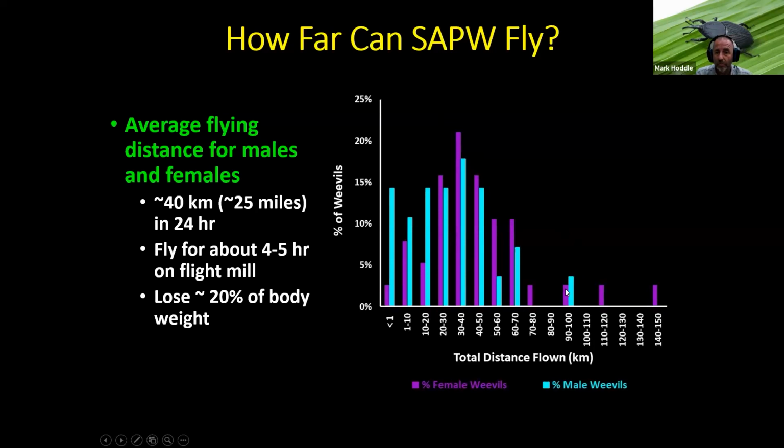And some of these weevils will fly non-stop for about 4 or 5 hours on the flight mill. It takes a lot out of them, and they'll lose about 20% of their body weight. I think if that was to happen to us in a 24-hour period, we would probably fall over and die. Yeah, really remarkable. Look at that. We had one female that flew 93 miles in a 24-hour period, another female that flew about 75 miles, and these males and females here were flying about 62 miles. But these super dispersers only constitute about 10% of the population that we were testing.